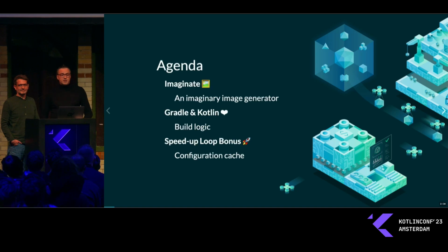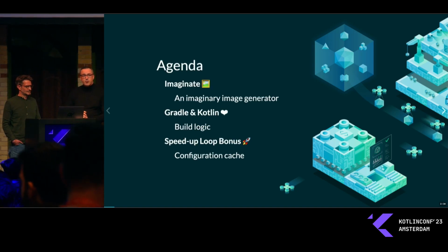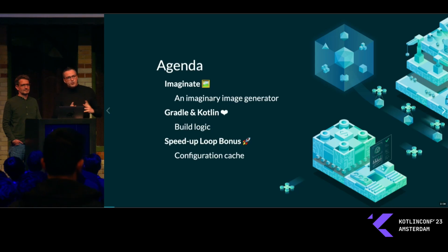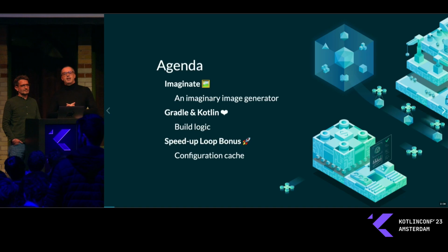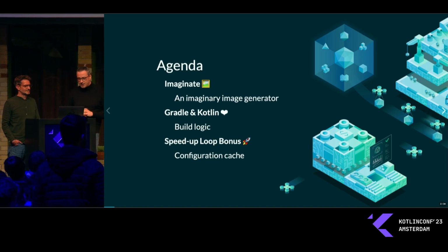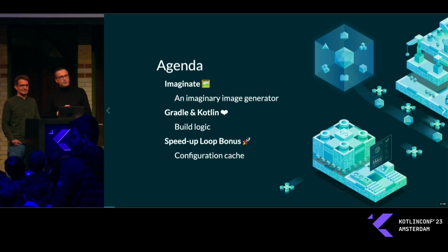In the agenda for you today, first, we're going to describe this demonstration app we have. We call it Imaginate, that we use as the test bed for all these cool features we're going to show. Then we're going to describe the Gradle Kotlin love story that makes this all possible. And at the end, if we have the time, we're going to have this speed loop bonus for you and talk a bit about the configuration cache.